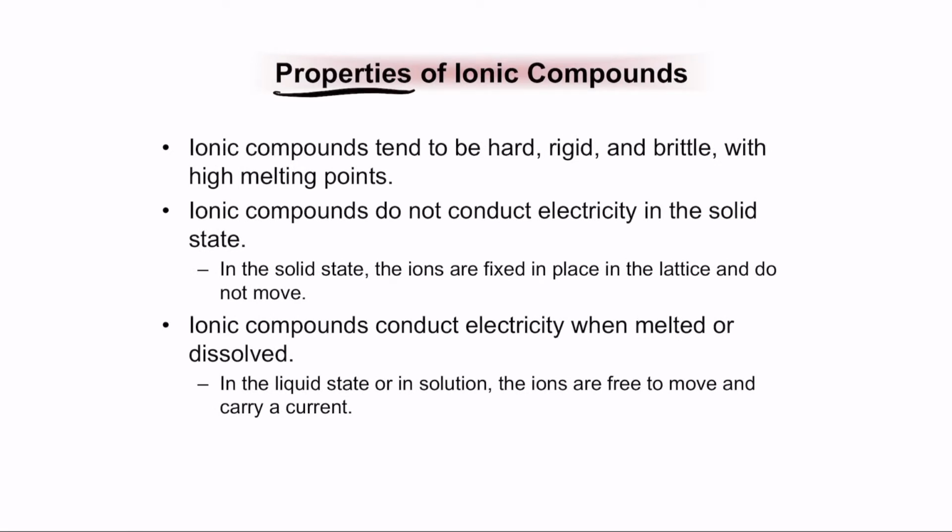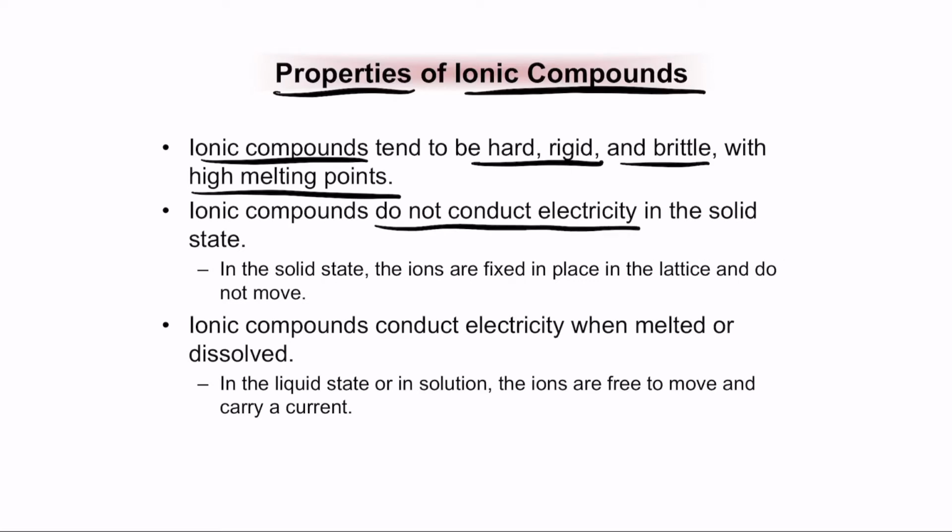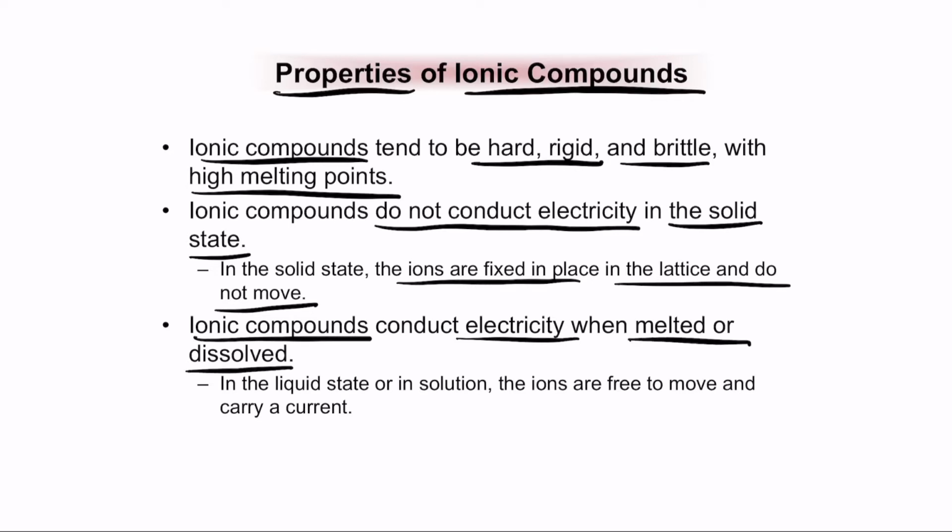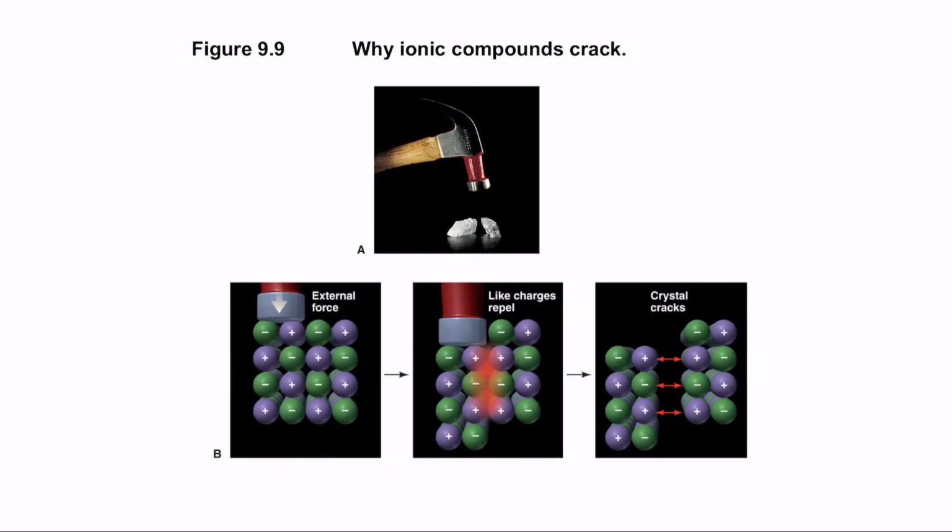Next, let's talk about the properties of ionic compounds. Ionic compounds tend to be really hard, rigid and brittle, and they generally have high melting points. These ionic compounds do not conduct electricity in the solid state. In the solid state, the ions are fixed in place in the lattice and they do not move. These ionic compounds conduct electricity when melted or dissolved. In the liquid state or in solutions, the ions are free to move and they generally carry a current.